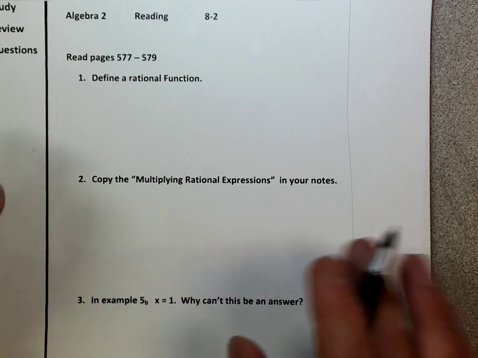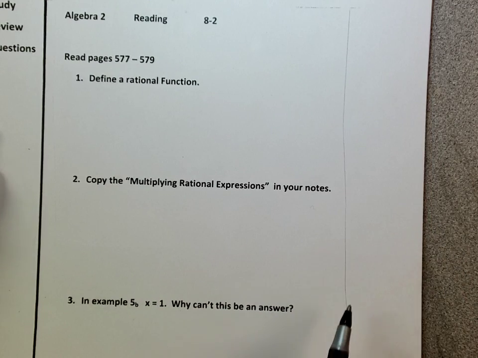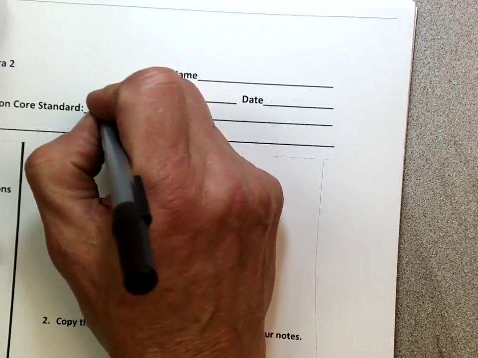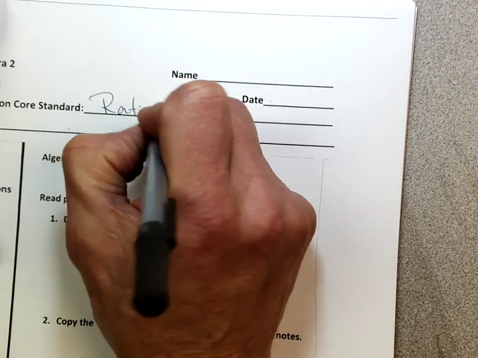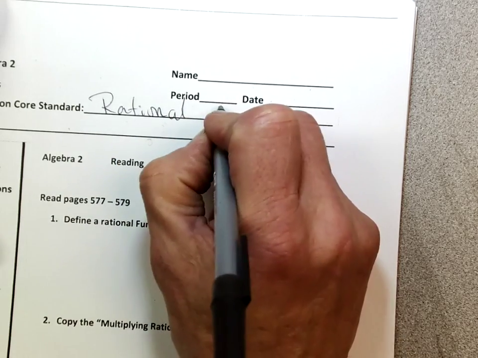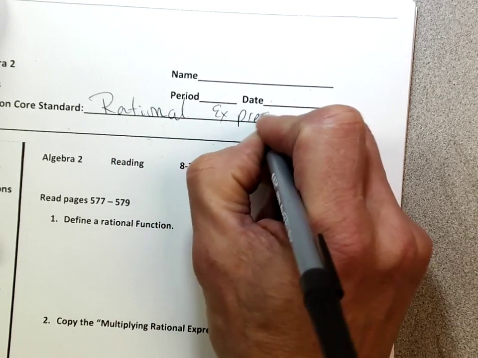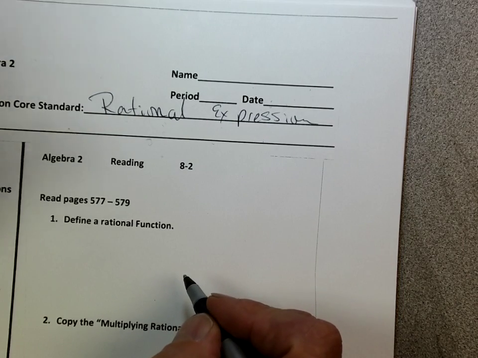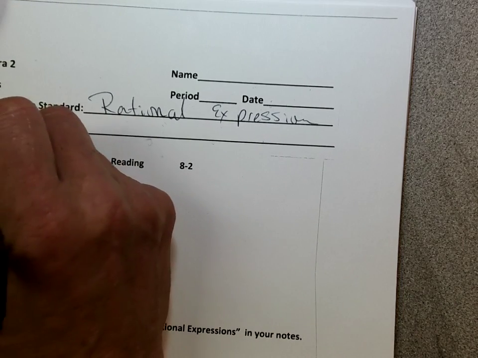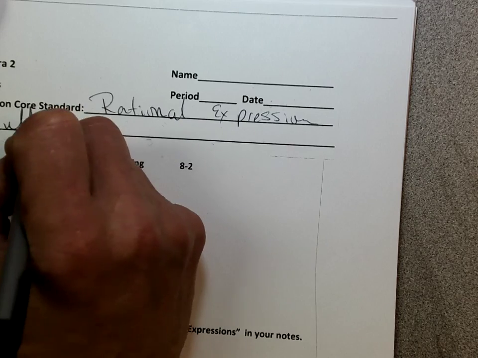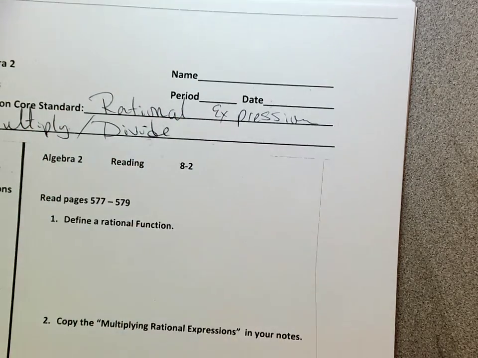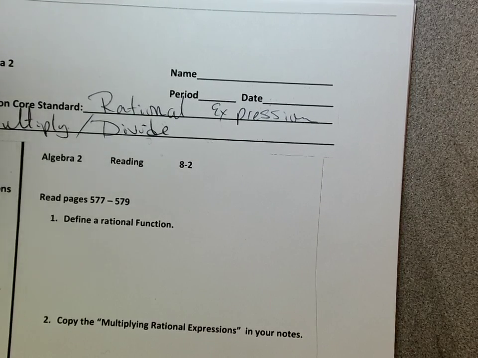Today we are talking about rational functions or rational expressions, okay? So basically our Common Core standard is going to be rational expressions. And what we want to do eventually is add, subtract, multiply, and divide, okay? But today we're just going to talk about multiply and divide, because those are the easy ones, really. When you add and subtract, we're going to have to get a common denominator, and we'll talk about that tomorrow.